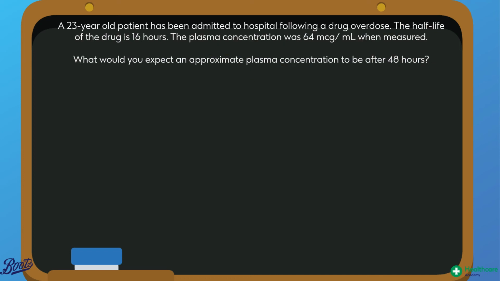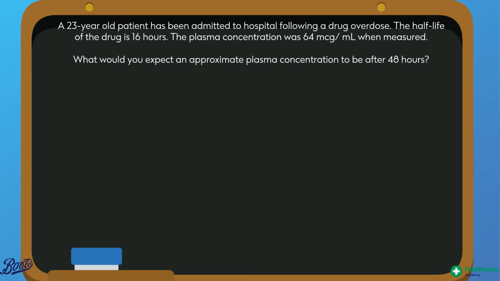Study Day Calculations Paper 2, Question 6. A 23-year-old patient has been admitted to hospital following a drug overdose. The half-life of the drug is 16 hours. The plasma concentration was 64 micrograms per milliliter when it was measured. What would you expect an approximate plasma concentration to be after 48 hours?